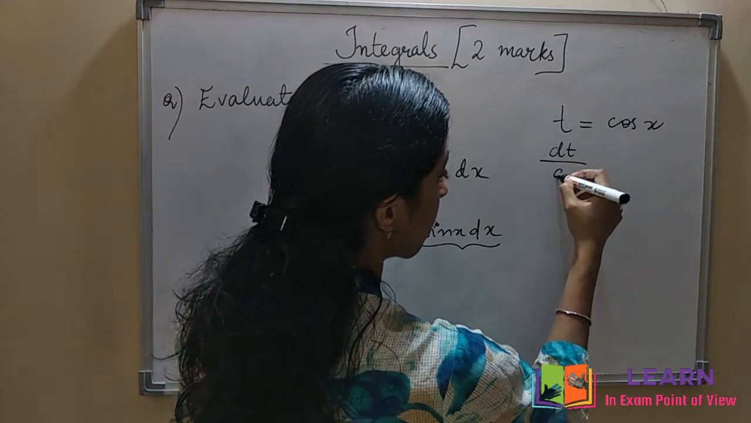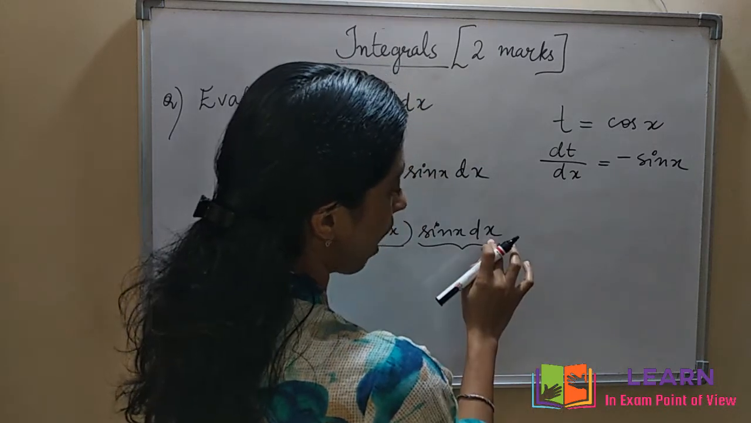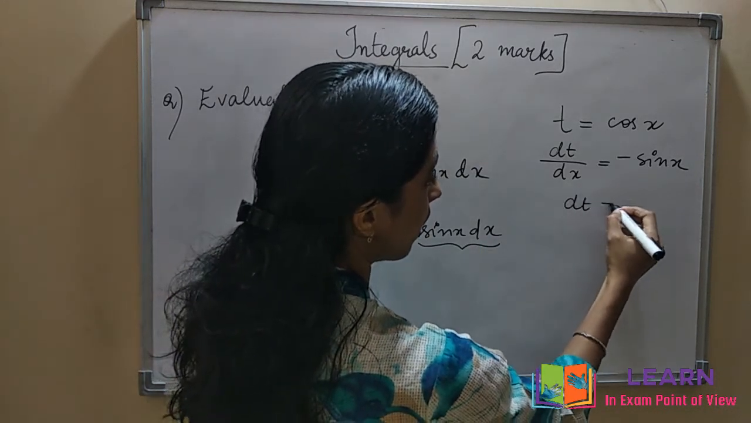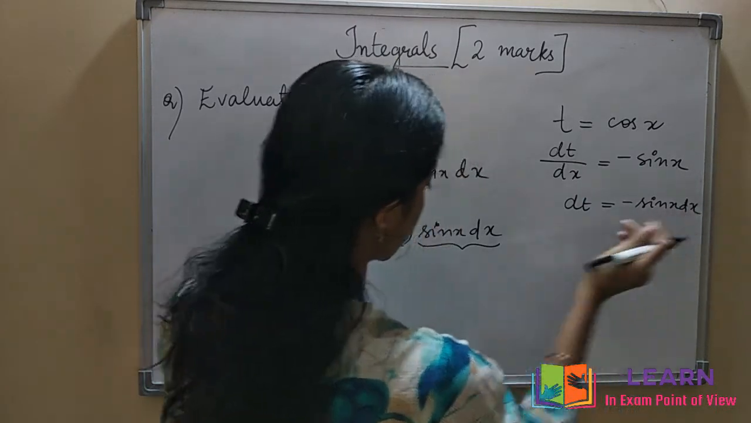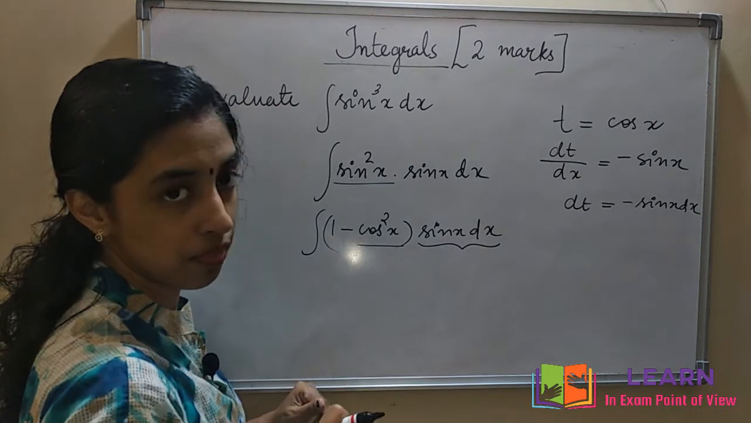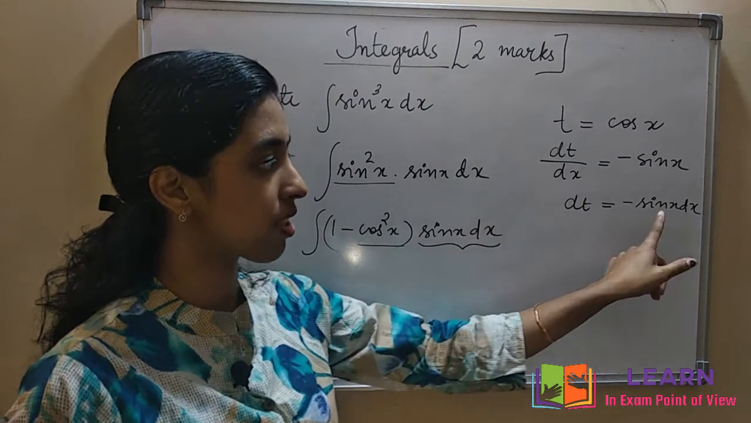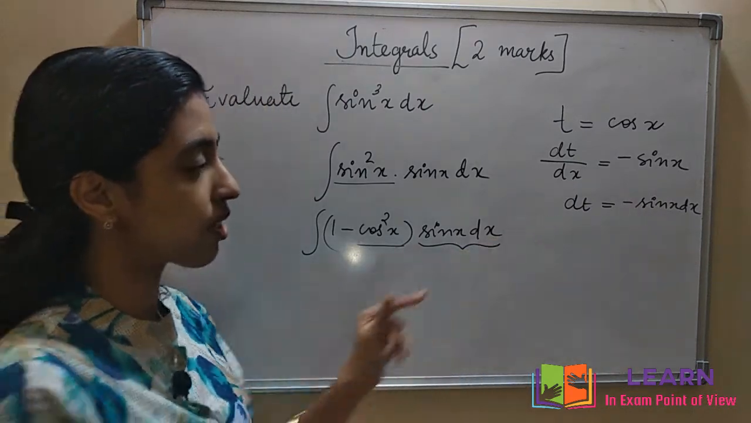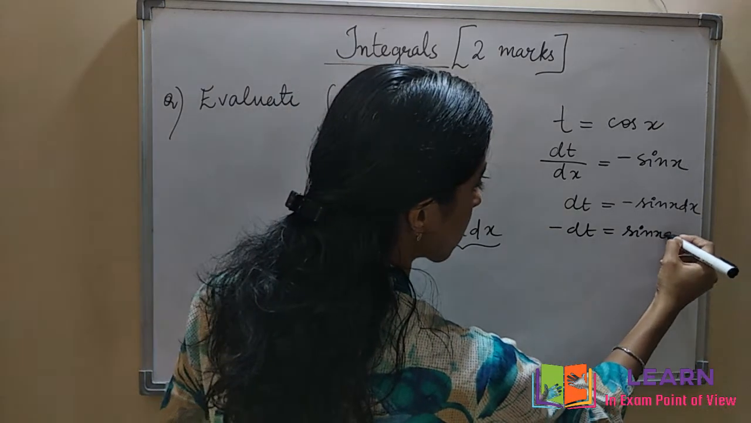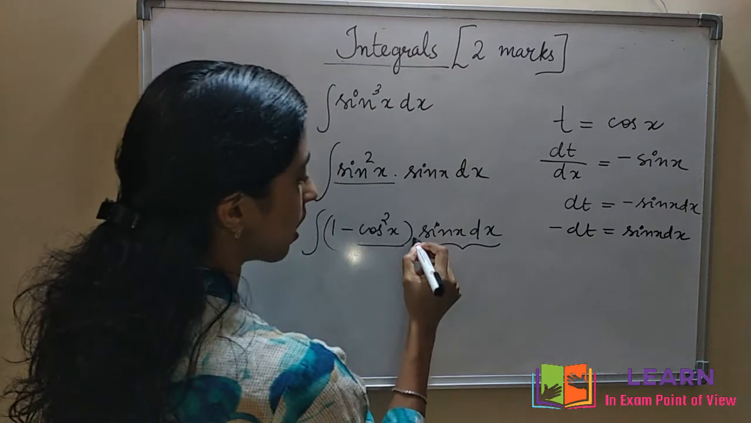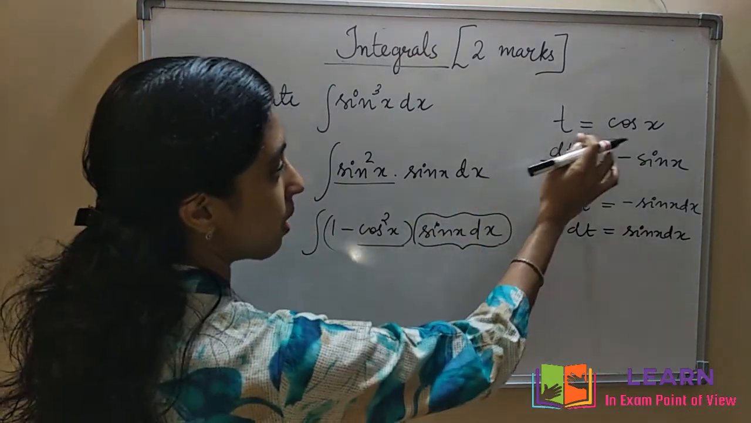That is dt by dx equal to minus sine x. We have here dx, so dt is minus sine x dx. Here we have sine x dx, with no negative sign, so you can move this negative sign to this side as minus dt equal to sine x dx. Now sine x dx can be replaced by minus dt, and cos x can be replaced by t.